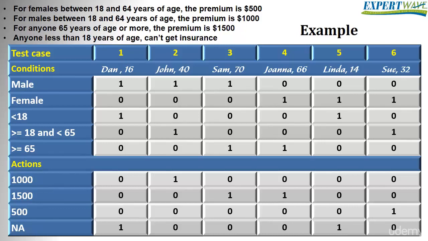The questions in the ISTQB exam related to decision table testing vary. One example might give you the table and a specific combination of conditions and ask you what the action should be. So if we have David who is 43 years old, how much should he pay for premium? The answer would be $1,000.